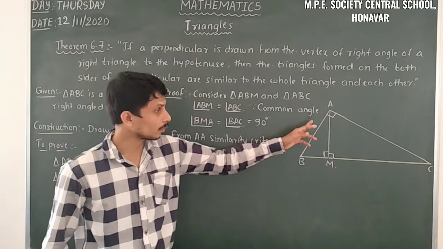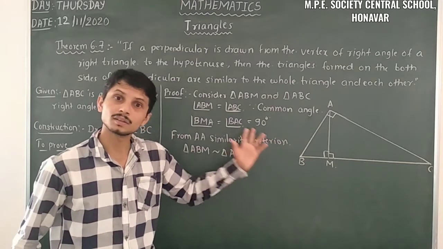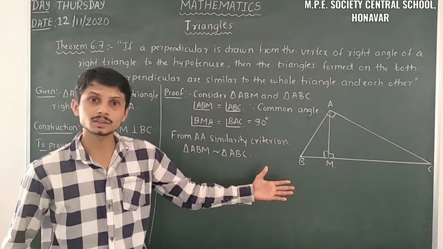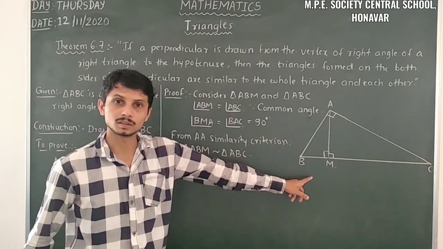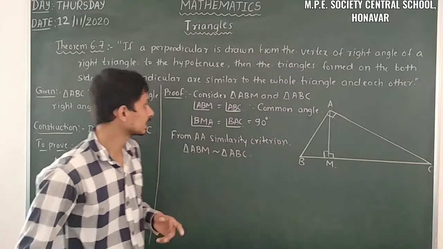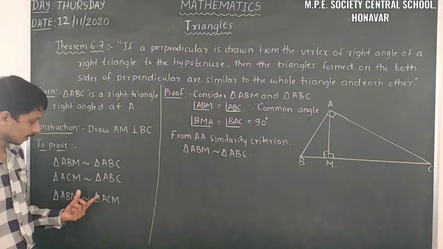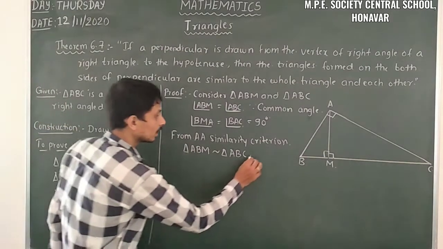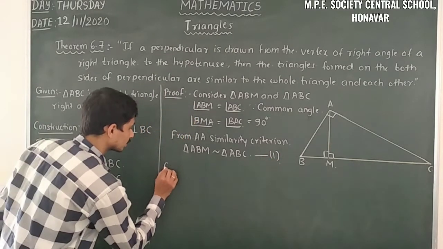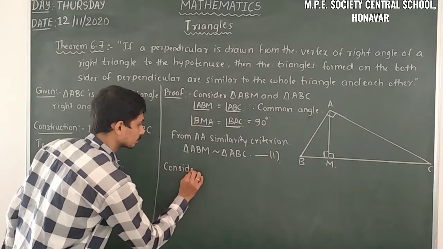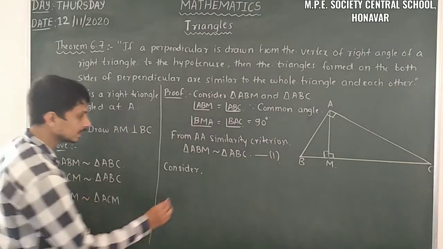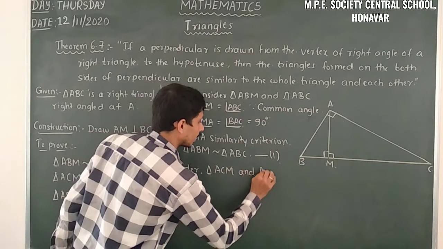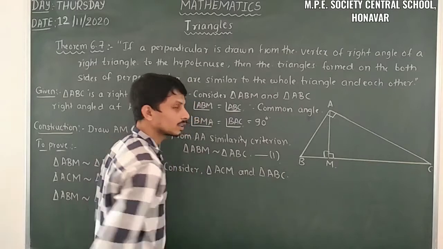But for the other sides there is no equality. If the other things were equal, then we could take it as congruent. But here it is impossible, so there is no need for that one. Yes, then after that we have to take the second proof, that is ACM and ABC. So let us consider those two triangles. I will consider this as equation number 1. Then next, consider triangle ACM and triangle ABC.